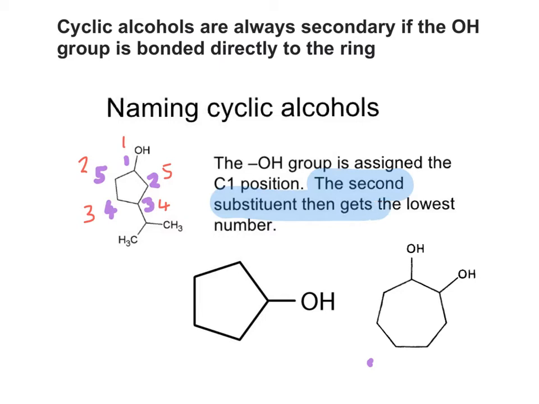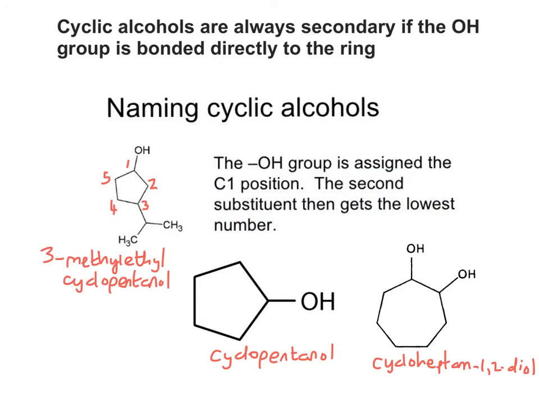as per the rule. So the alcohols in this particular screen would be named 3-methylethyl cyclopentanol, cyclopentanol, and cycloheptane-1,2-diol. And the diol part comes from the fact that there are two OH groups. If you had 3 hydroxyl groups, you would have triol.